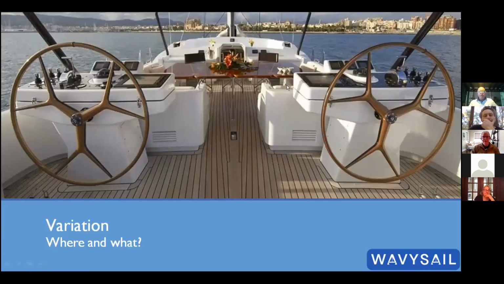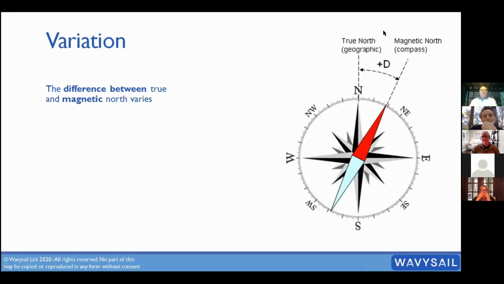So, variation. Where and what is variation? Okay. You'll notice I put this particular picture up. There's the compass in front of each wheel. Okay. Variation. That's the difference between true and magnetic north. Okay. That's the variation.